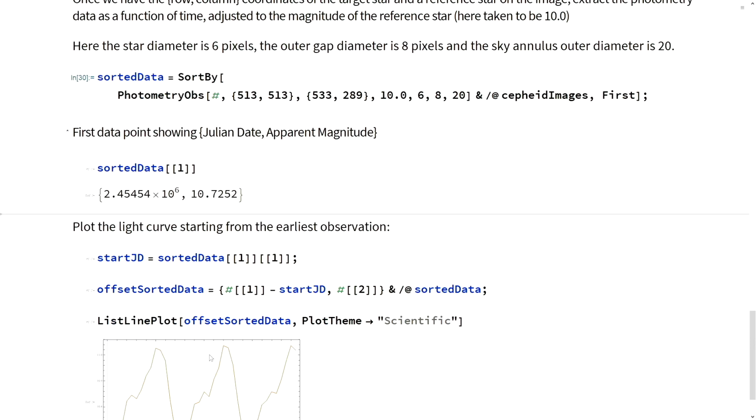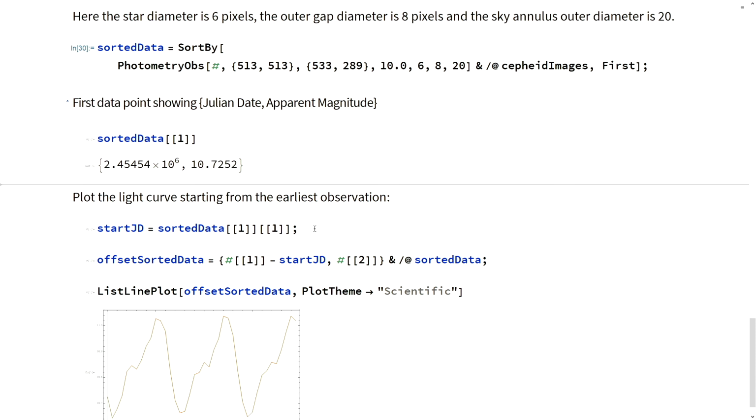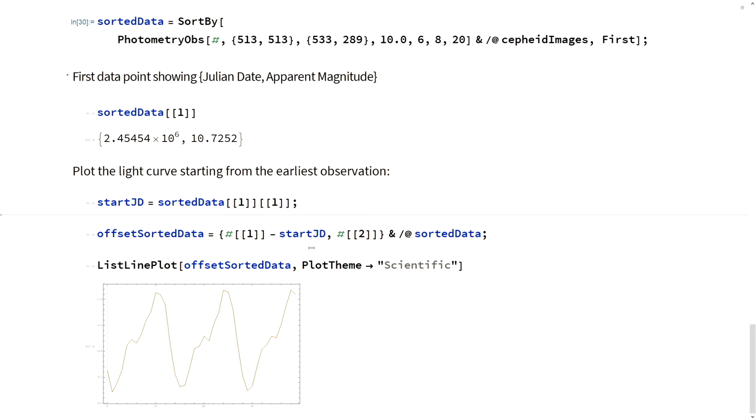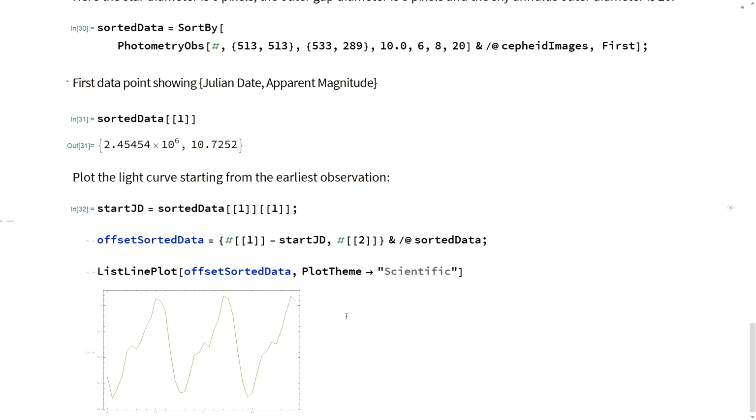So now we're getting somewhere, we can actually plot the light curve. The way I like to do it is I take the first date and subtract it off. And if we plot that, we can get the light curve of the star over a period of 20 or 30 days. And you can see that this is a classic Cepheid light curve, the period's about 14 some days.